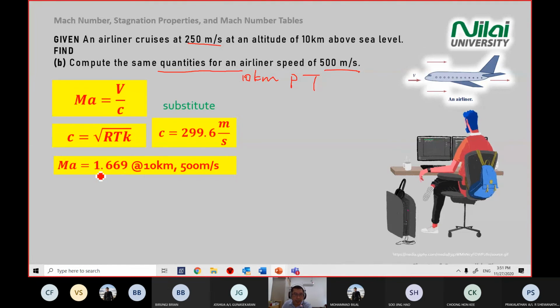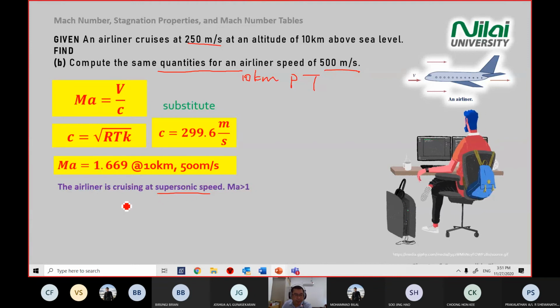Again, just a side note, if you have Mach number more than 1, we call it supersonic speed. If your Mach number is less than 1, we call it subsonic. If the Mach number equals 1, we call it sonic, which we will look at later on. If your Mach number is more than 1, you have supersonic speed.